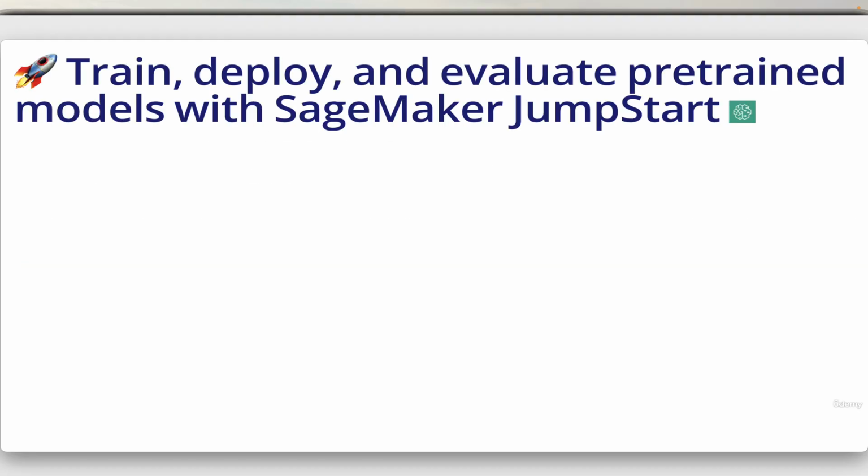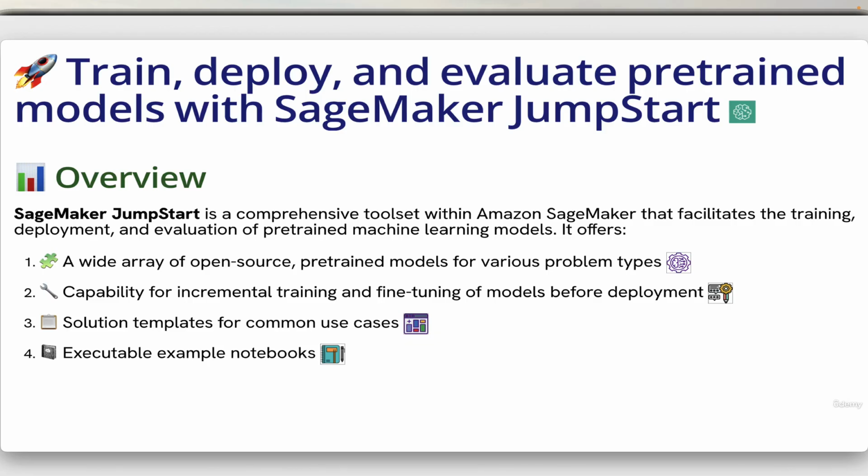Okay, next is Jumpstart. The other part, we have seen the no code, now we see the low code. So train, deploy, and evaluate pre-trained models with SageMaker Jumpstart. So Jumpstart is a comprehensive toolset within SageMaker that facilitates training, deployment, and evaluation of pre-trained models. It offers a wide array of open source pre-trained models for various problem types. It has the capability for incremental training and fine-tuning of models before deployment. There are solution templates for common use cases, and you have the executable example notebooks also.